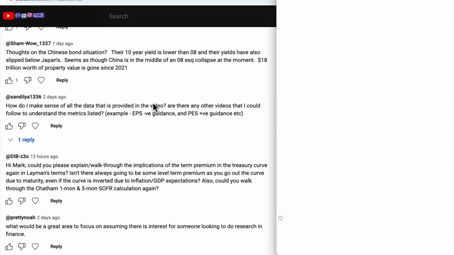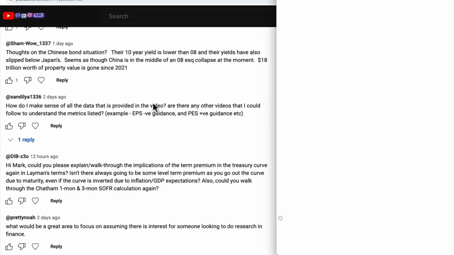Thoughts on Chinese bond situation? 10-year bond yield is lower than '08, and their yields have also slipped below Japan's. Well, because China is shrinking quite quickly. I think they're shrinking faster. The rate of population decline is faster than Japan's. So they're facing the real possibility of deflation, which is a dangerous thing to be in. If you have deflation, the value of their currency is increasing month after month. They're seeing that they can buy more and more assets.